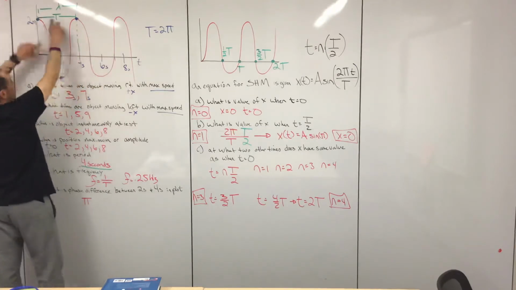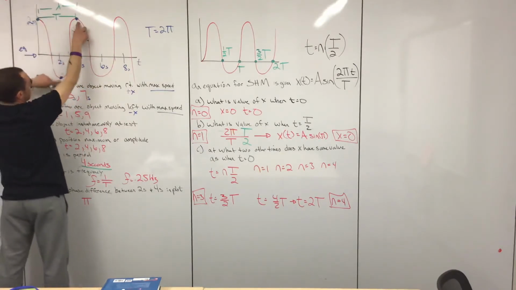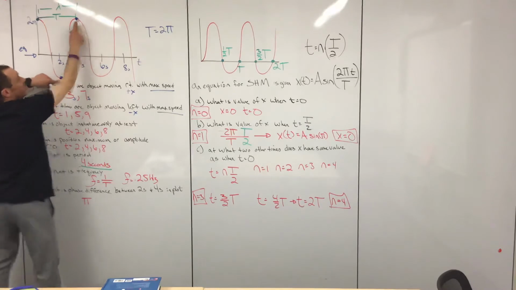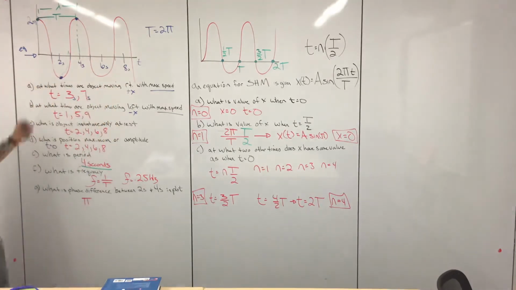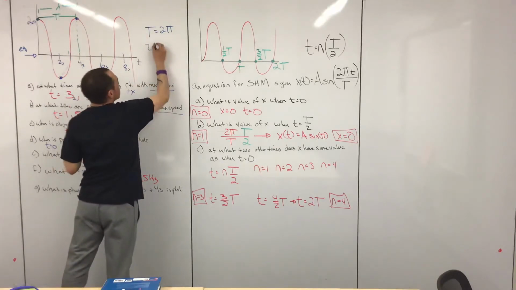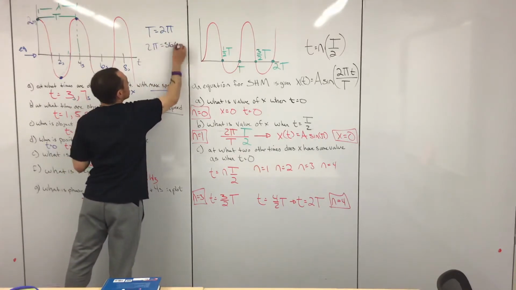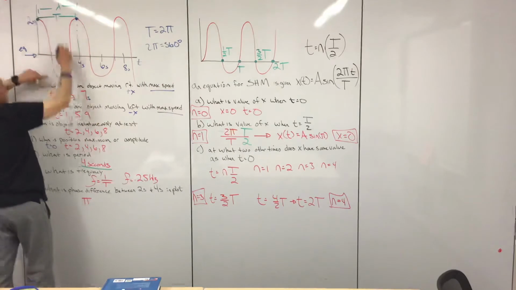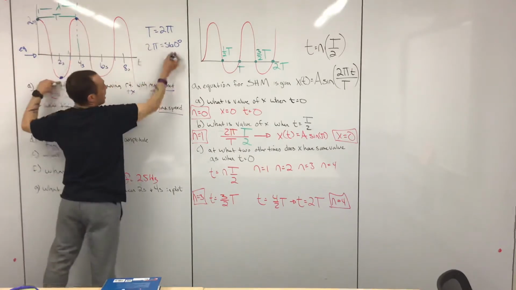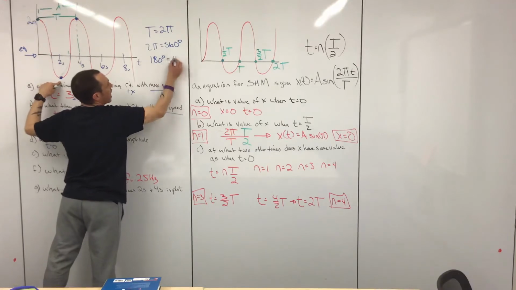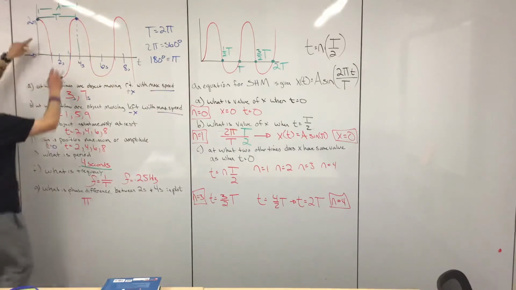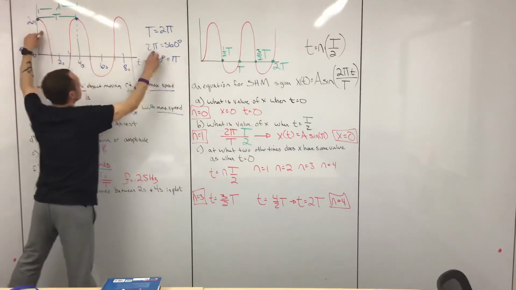And so what we can see here is that this is peak to peak. What we can see is from 2 seconds to 4 seconds, that's only half a period, right? And if 2 pi is equal to 360 degrees, then from here to here, that's only half a period. Half a period is going to be 180 degrees, or pi.